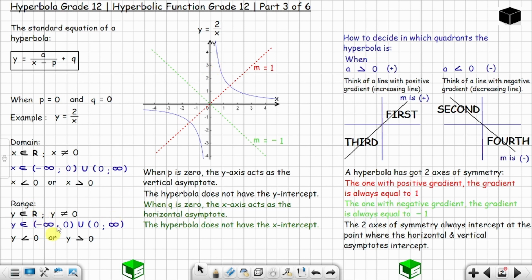Okay, so you have 3 ways in which you can give the range of this hyperbola. Okay, the 3 ways are given there. Okay, you don't have to give all the 3 ways. Just choose one and give as an answer when they ask you to give the range of a hyperbola. You also have 3 ways in which you can give the domain of this hyperbola. Just choose one and give as an answer when they ask you to give the domain of this hyperbola.